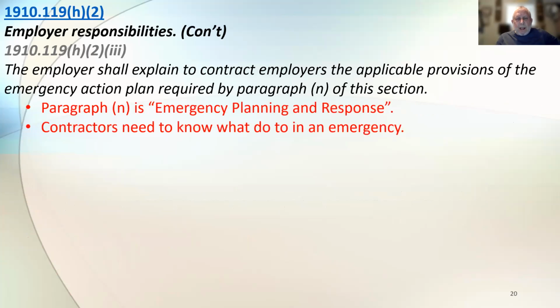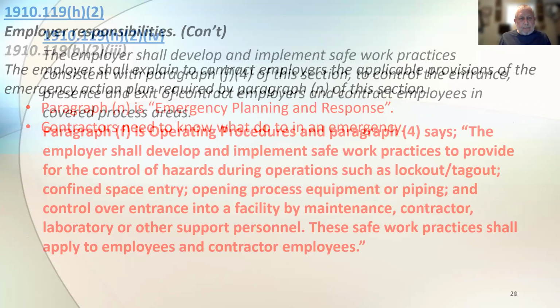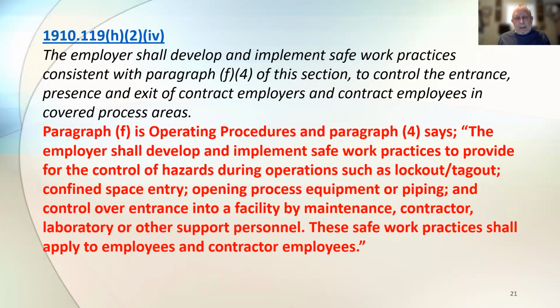The employer shall explain to contract employers the applicable provisions of the emergency action plan, which we'll talk about later in paragraph N of this section. And they need to know what to do in an emergency. Makes sense. The employer shall develop and implement safe work practices consistent with paragraph F4, which we just covered, to control the entrance, presence, and exit of contract employers and contract employees in covered process areas.